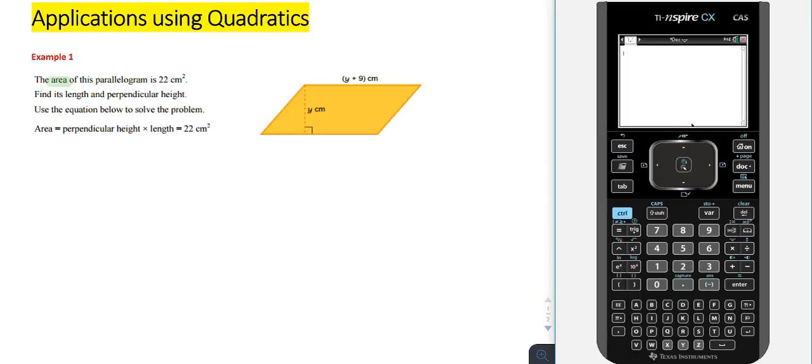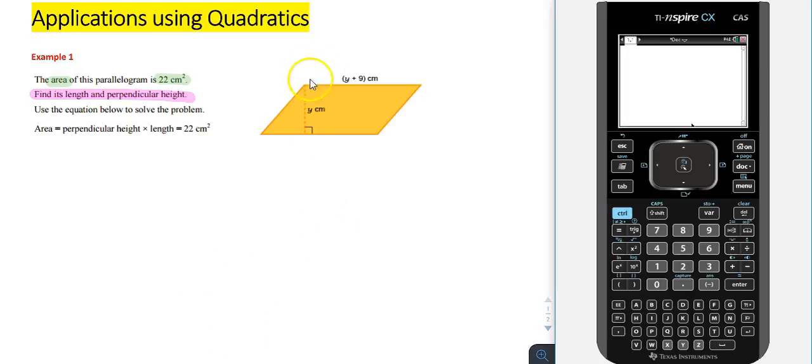All right, we've now learnt to factorize and we've learnt to solve, and we're basically now going, well, what can we do with this? So this is applications of quadratics. The area of the parallelogram is 22 centimeters squared, so we're told that. We're asked to find its length and perpendicular height, and it gives us a hint: use the equation below to solve the problem. So area is equal to the perpendicular height times the length.